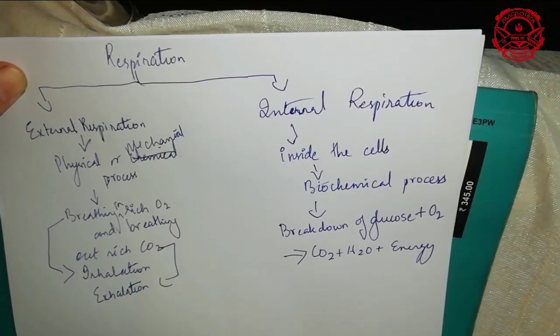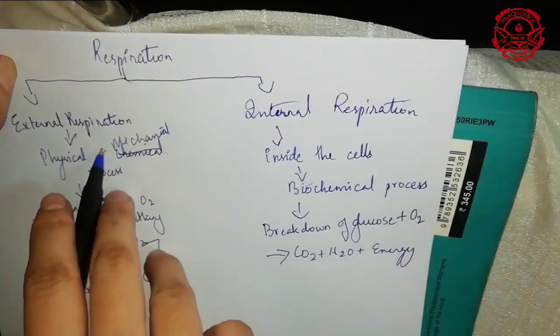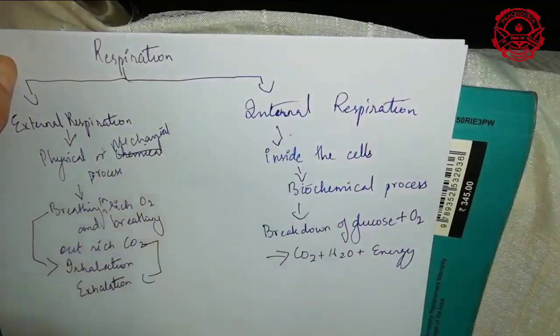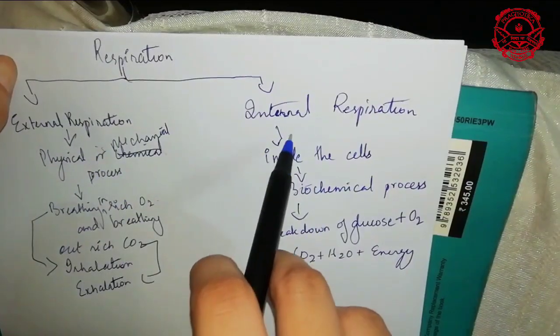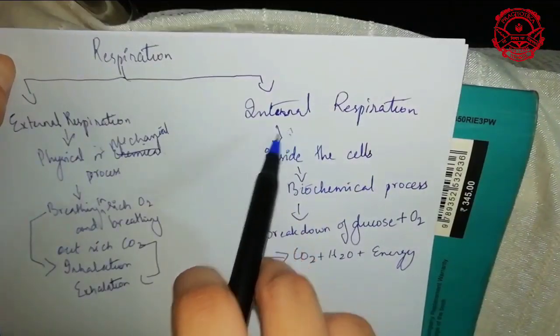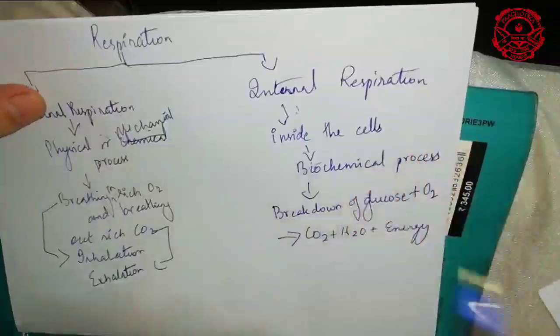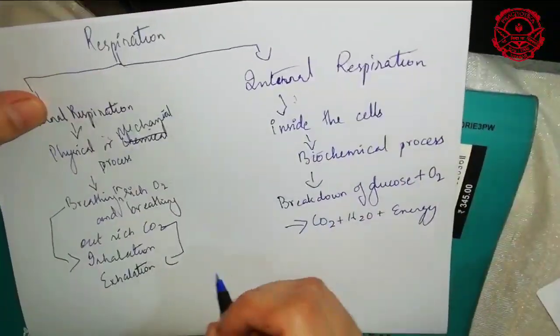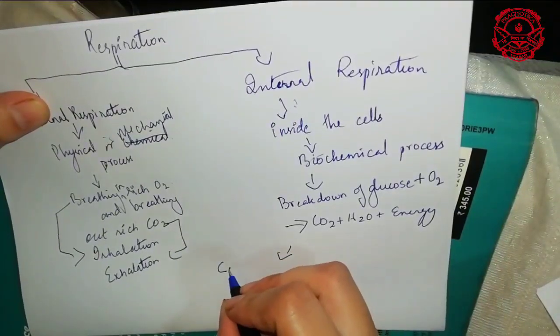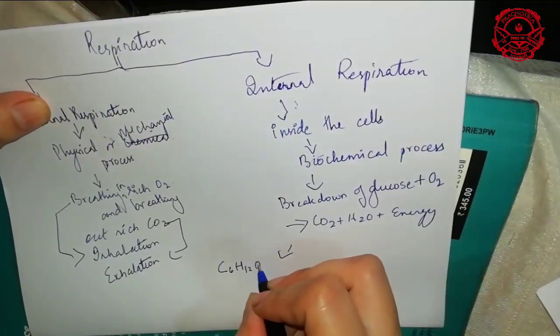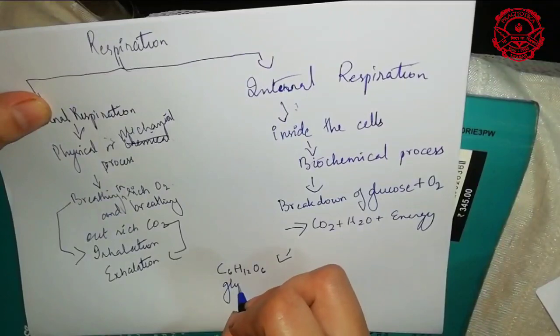So under respiration, we have two stages: external respiration and internal respiration. We can also term it as breathing, or we can term this as cellular respiration. For this internal respiration, you have a chemical formula. This is for glucose, C6H12O6. This is your glucose.